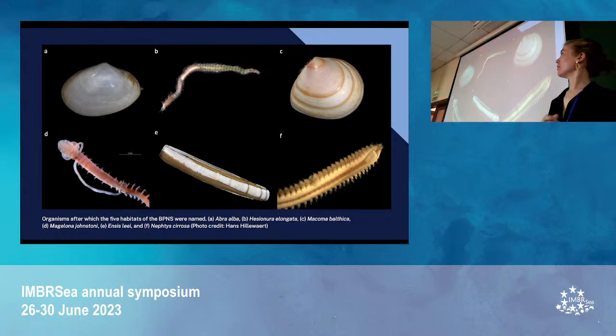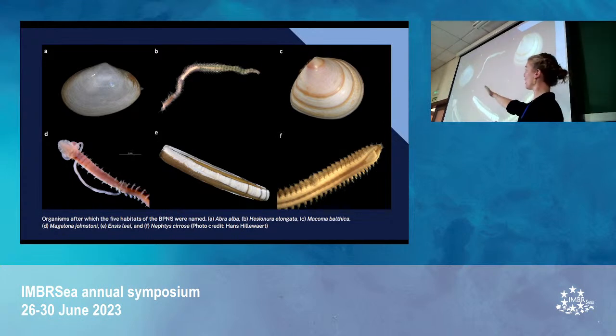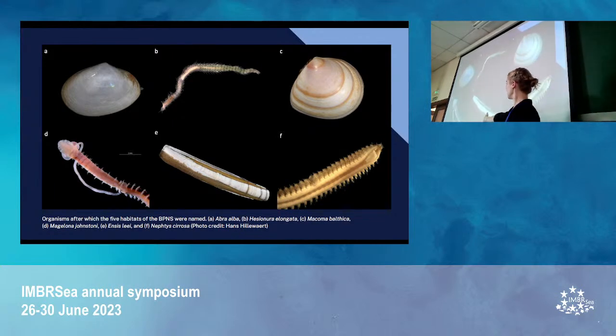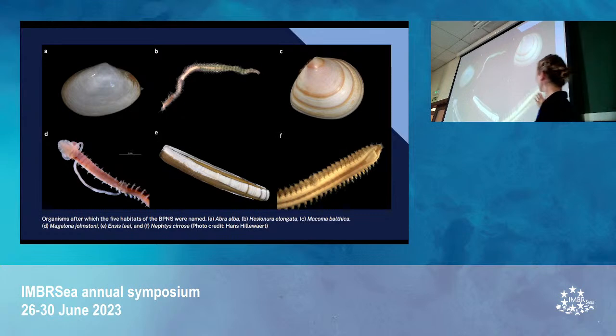Okay, so to put some faces to the names, I've included some pictures here of the organisms after which those five habitats were named. So starting in the top left, we've got Abra alba, Hesionura elongata, Macoma baltica, Magelona johnstoni, Ensis leei, and Nephtys cirrosa, bivalves and polychaetes.